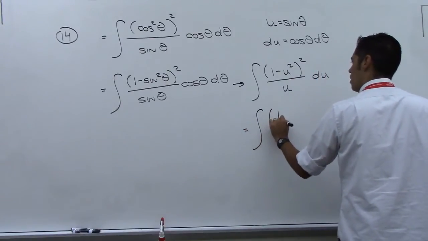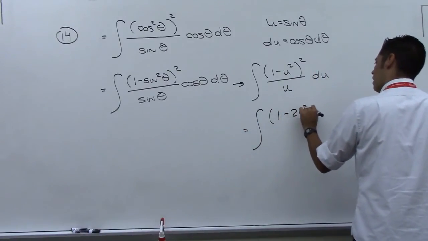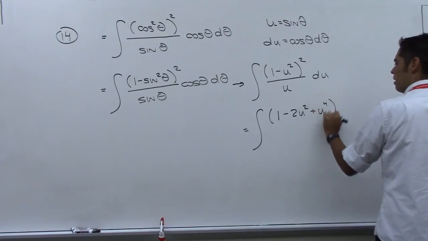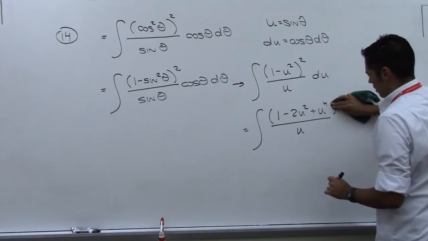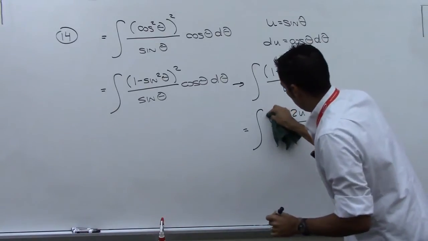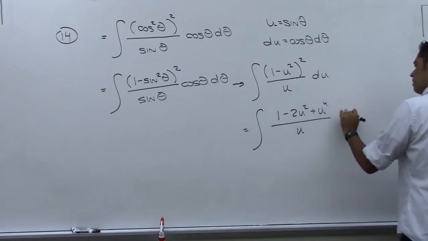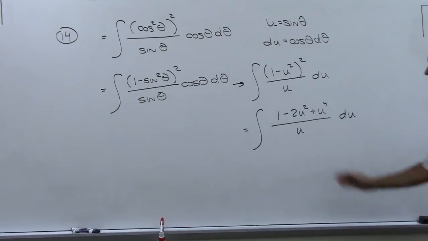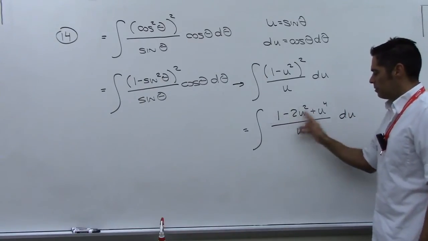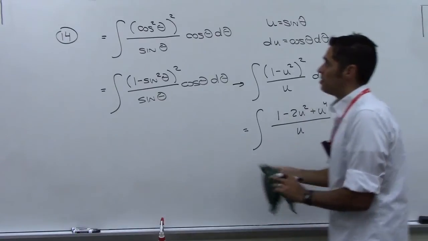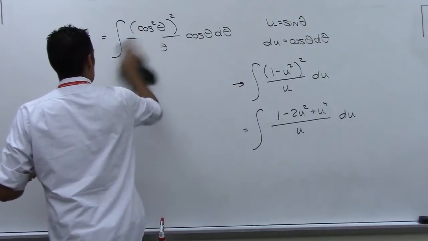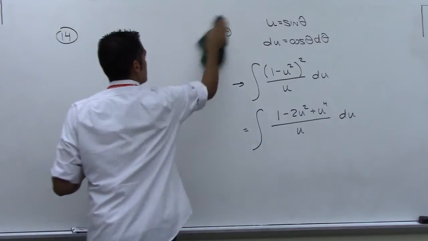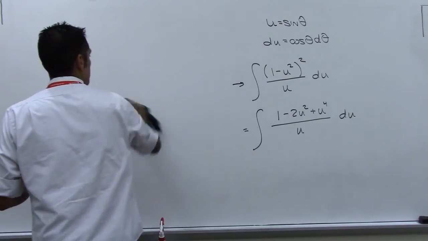This will become 1 minus 2u squared plus u to the fourth on top over u. I really don't need the parentheses here. Okay, and then du, like that. And now I have 1 term in the denominator, 3 terms in the numerator. I can split this up into 3 separate fractions and use the power rule on 2 of them, and on 1 of them it's going to be a natural log when I take the antiderivative.